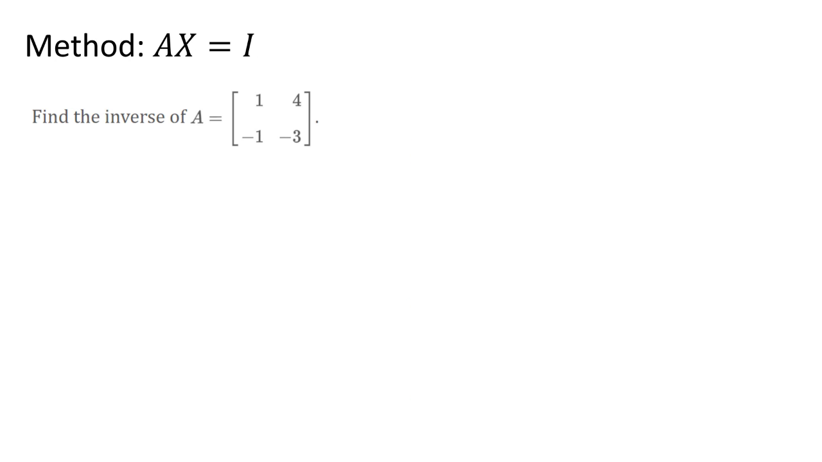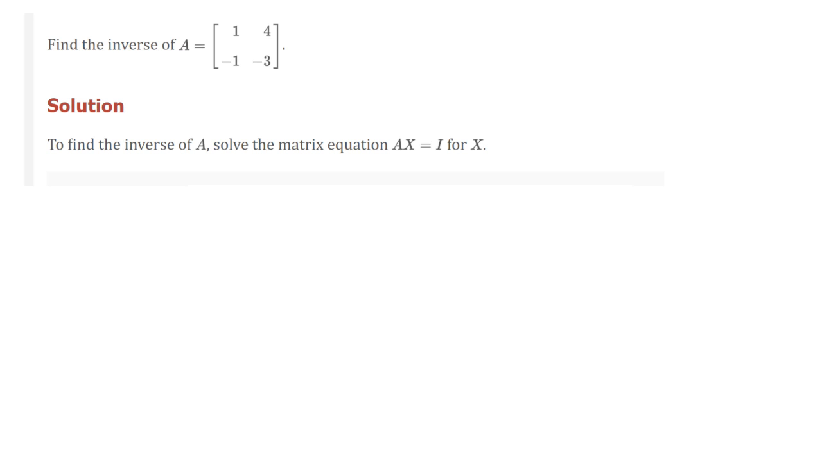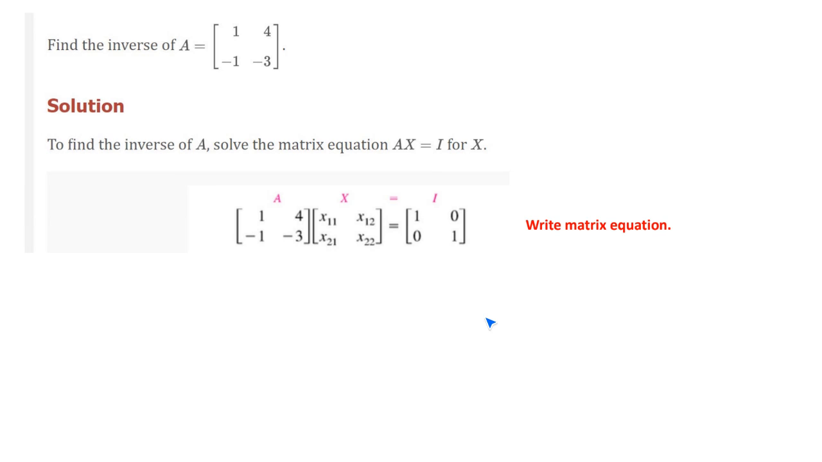Okay, so let's try the first method. We're going to take the matrix A times the variable matrix, and it's going to be equal to the identity. So it says find the inverse of A. The first thing we're going to do is set up this equation. Here's my matrix A, and for the matrix X, we're just going to use x11. Remember that the 1,1 represents first row, first column. This one represents first row, second column, second row, first column, and so on. And then we say that it's equal to the identity matrix.